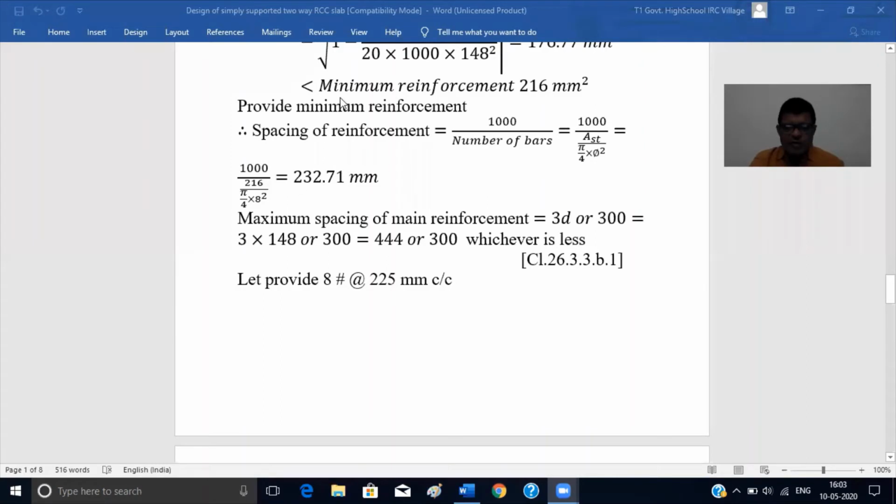Spacing comes 232.71. 3D or 300 comes again 444, 300. So you can provide less than this. You can provide 220, 225, 230, but he has considered 8 mm at 225. So in one direction you have provided earlier 8 mm at 175 in X, for AST XX. Now for AST YY it is 8 mm at 225 millimeter center to center.